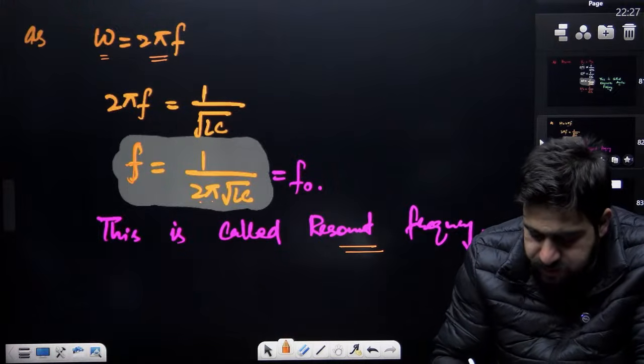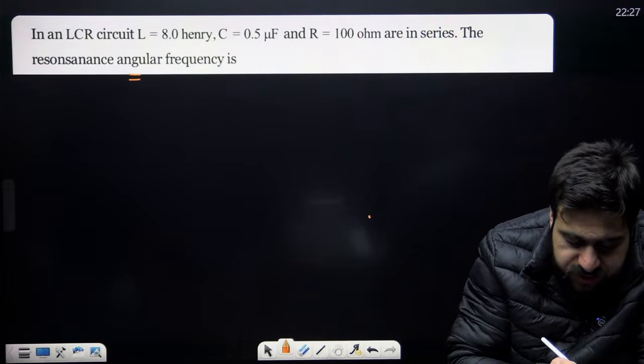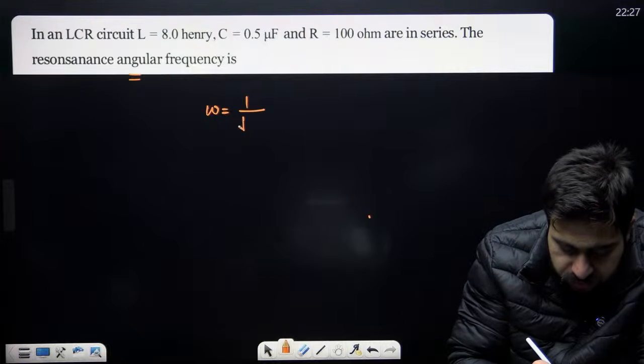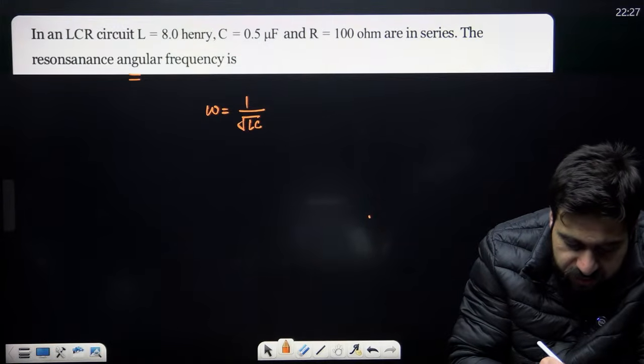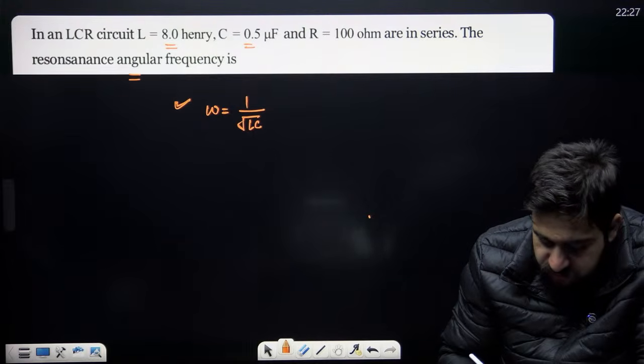Let's suppose you have this question. They ask you to find the resonance angular frequency, that is omega, which is 1 by the square root of LC. Put the value of L, L is given, C is given. You can find the value of resonance angular frequency.